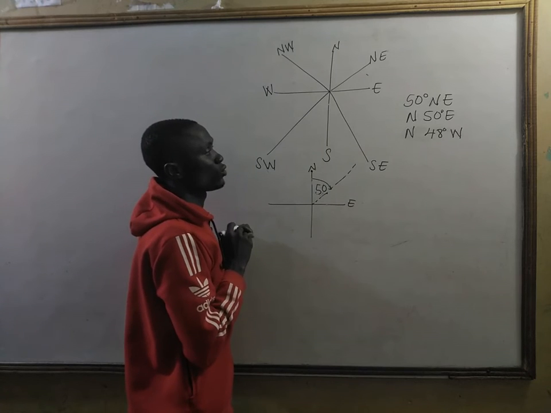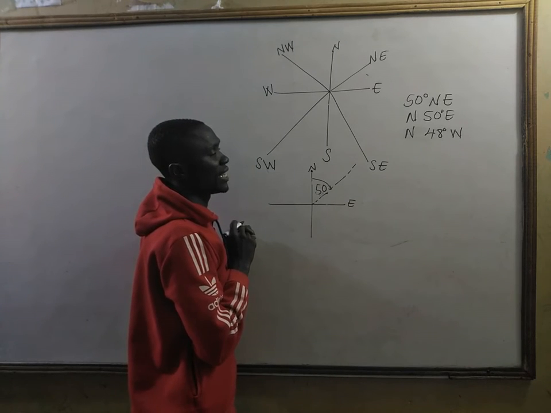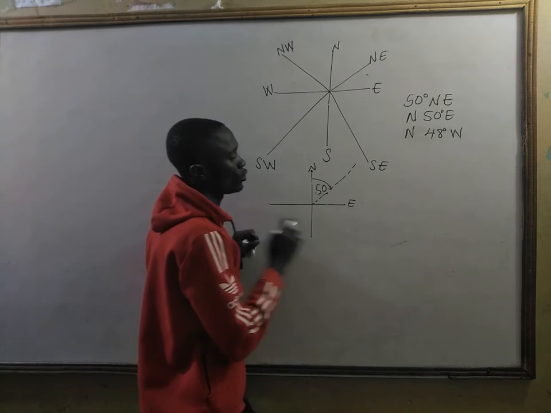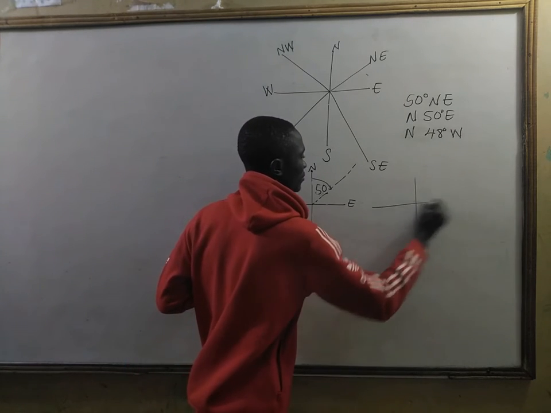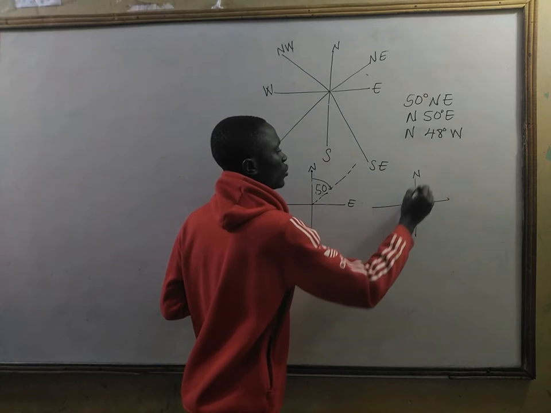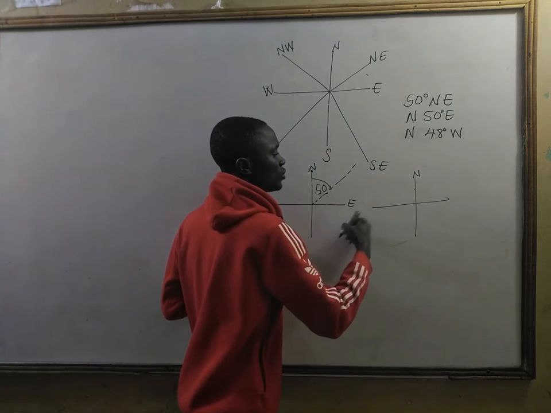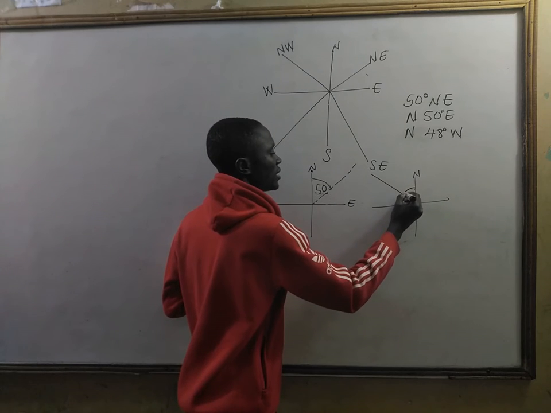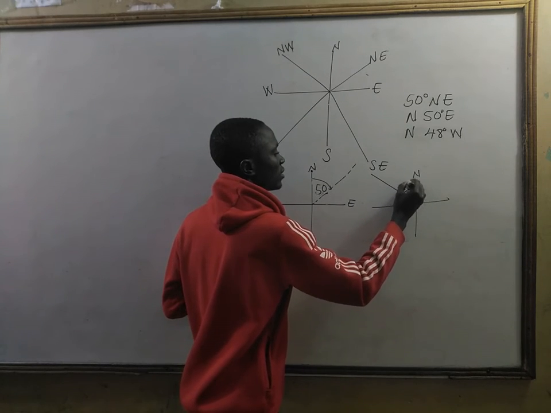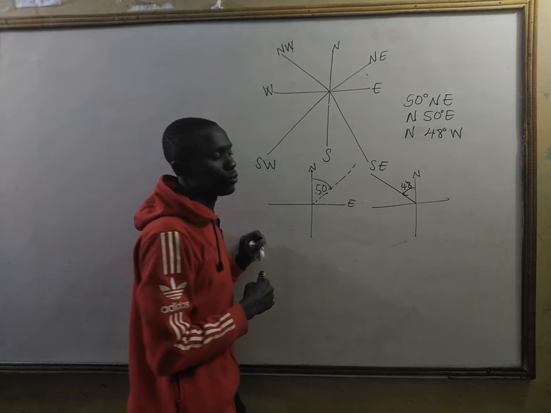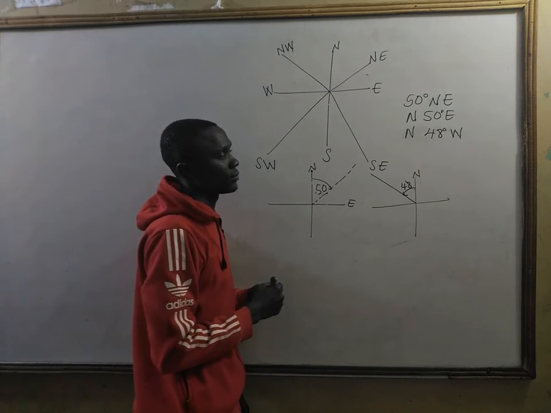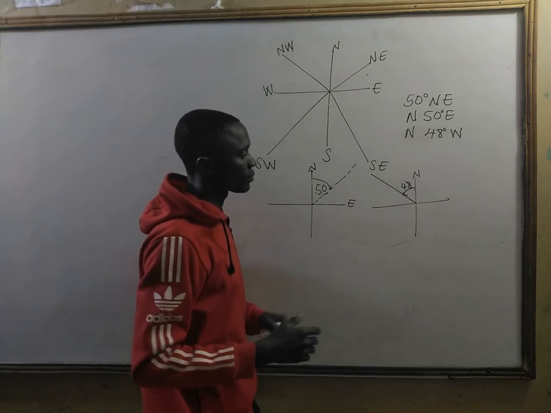That's great. Let's look at the second one. North 48 degrees west, that is 48 degrees northwest. So how do we draw that one? Stand at the north, then we measure 48 degrees to the west. So this is 48 degrees to the west. That is all.